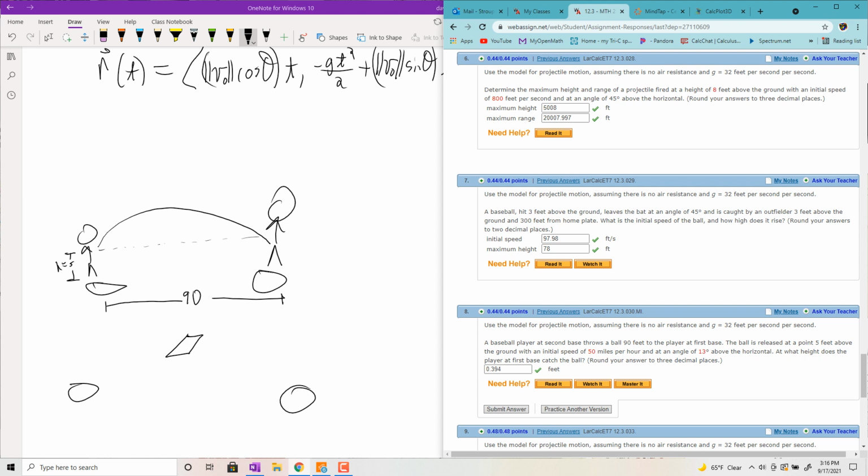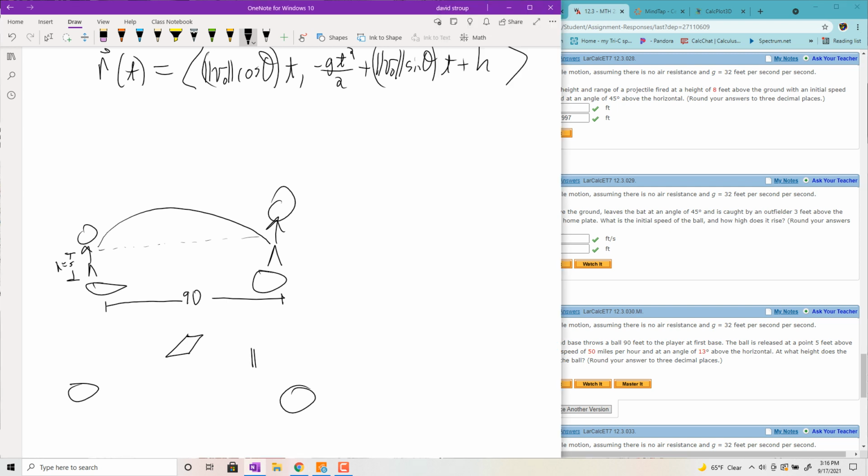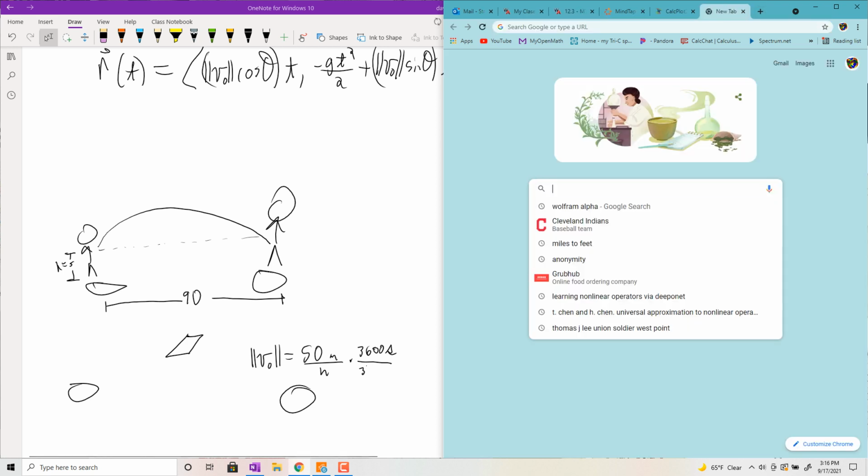Initial speed is 50 miles per hour with an angle of 13 degrees. So that basically tells you the magnitude of the velocity at time 0 is 50, but we're going to have to convert that in a second. So, whatever, 3,600 seconds in 1 hour, and then like 5,000 feet in a mile. Miles to feet.